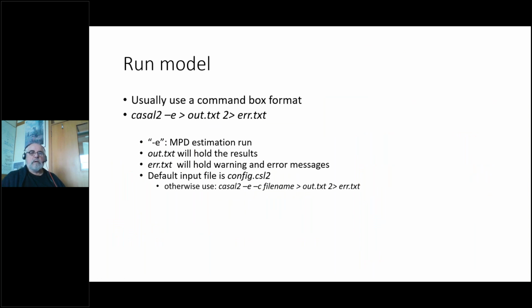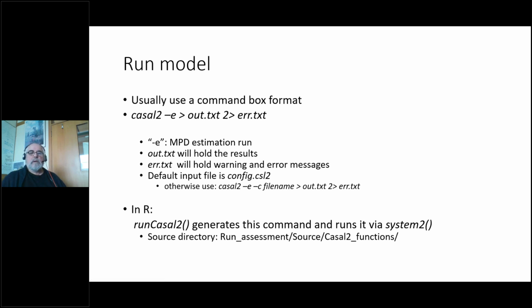So to run the model, usually I run it from a command box format. So it'd be Casal2 -e for estimation, greater than into an out.txt, which is where the results end up, and then a 2 greater than into an error.txt. So all the errors and warnings will end up in a file called error.txt. And in this case here, I'm assuming the default is config.csl2. If you didn't have that file, you have to add this -c in file name into the command line.